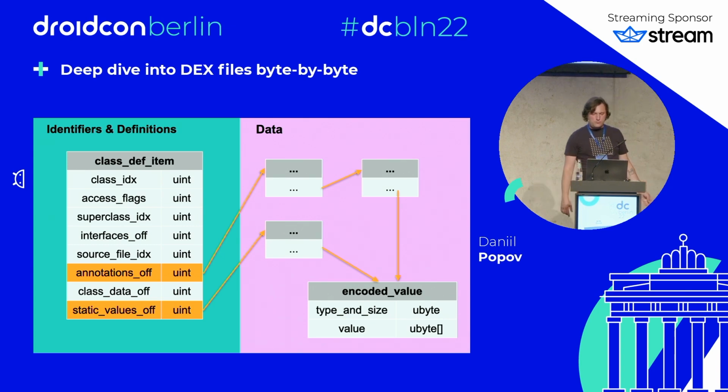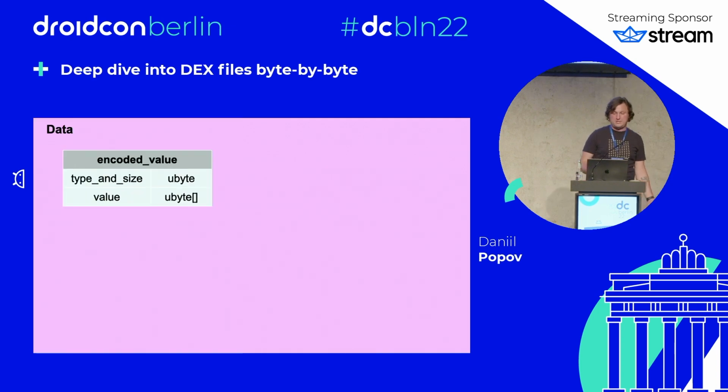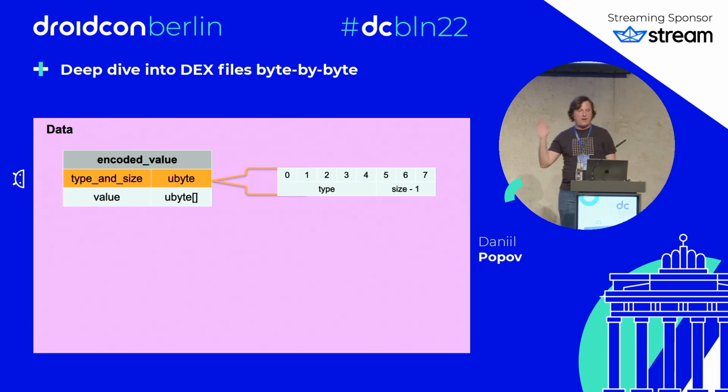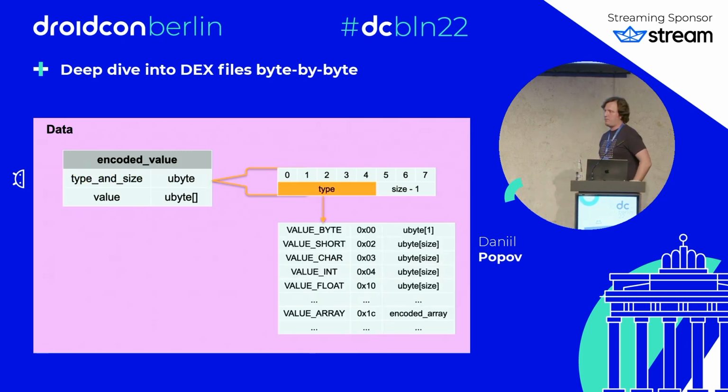And what is the encoded value structure? Let's have a look inside it. First of all, in the first byte, two things are encoded. 5 bits are taken by the value type, and the remaining bits denote the number of bytes required to hold the value of this specified type. So the type might be one of the following.